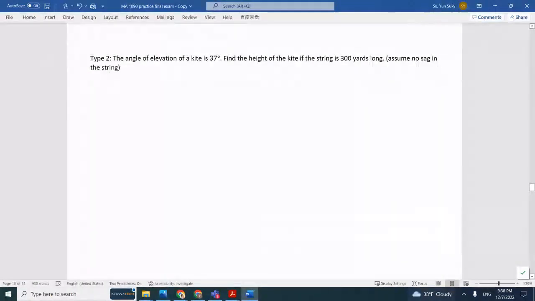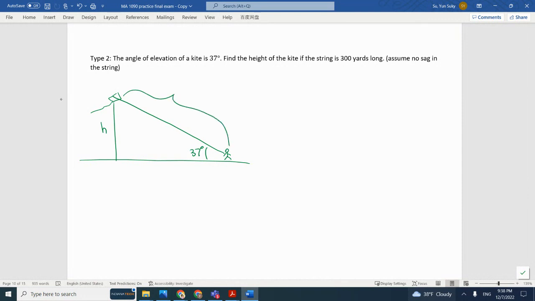Okay, so keep going. The angle of elevation of a kite, like that, right? It's flying in the sky. So you were standing right here. The angle of elevation is 37 degrees. Find the height of the kite. So we want to find h if the string is 300 yards long. So this is 300, assuming no sag in the string.